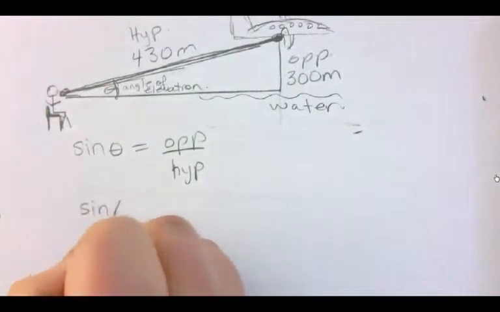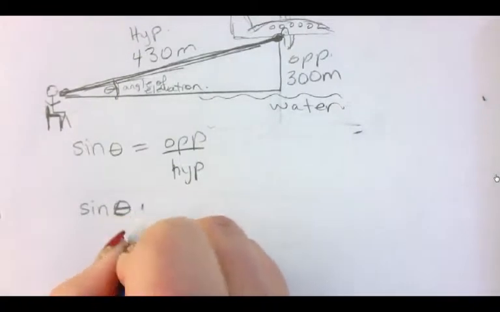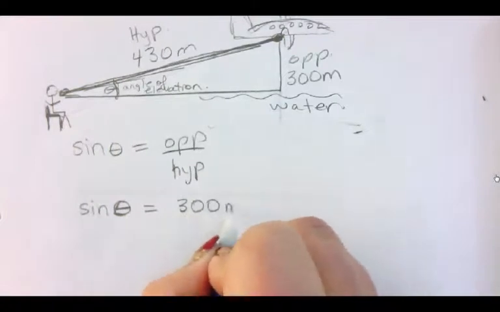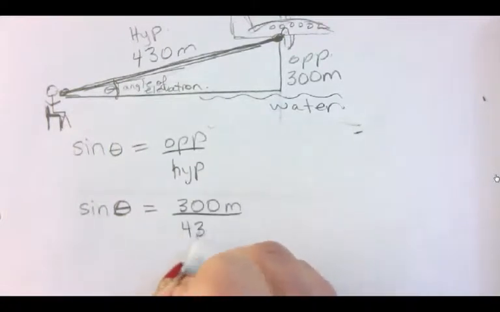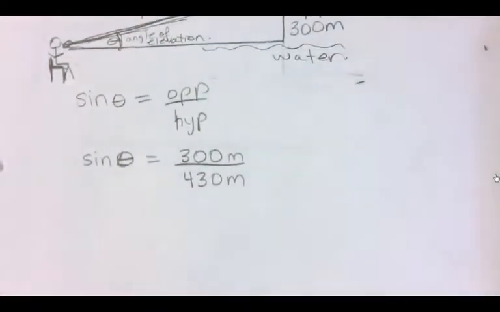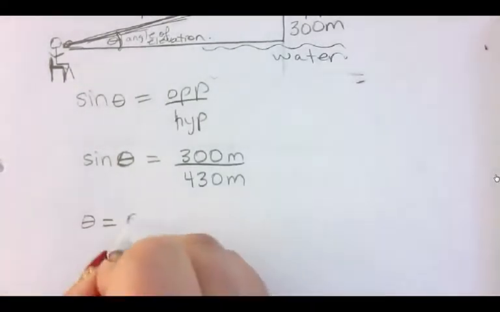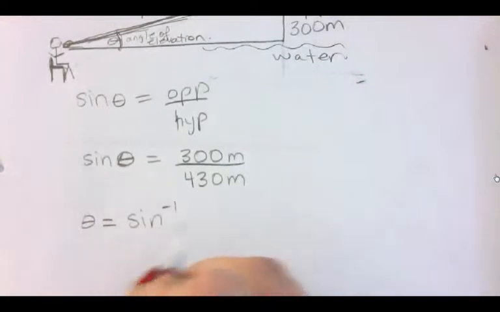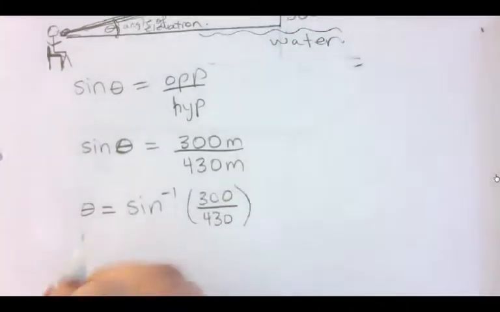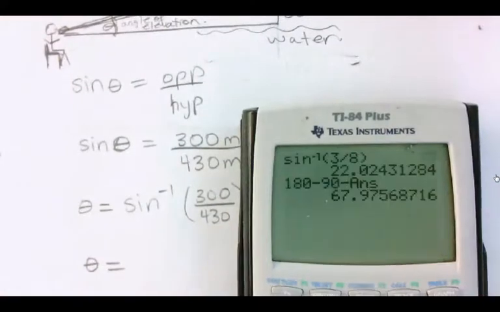And sine of the angle, I'm just going to leave it as theta, equals what? 300 meters over 430 meters. And then what's my next step? Make sure you use proper notation here, folks. Theta equals sine inverse. Make sure you have that theta equals, okay? This is an equation all the way through. 300 over 430. And now theta is equal to, it's where you get your handy dandy calculator.